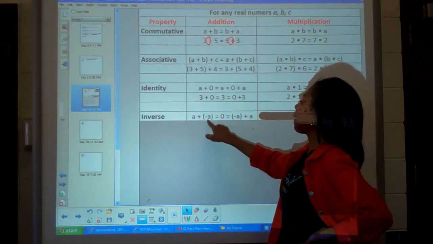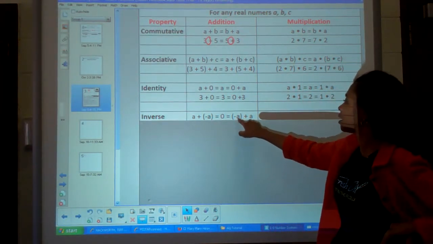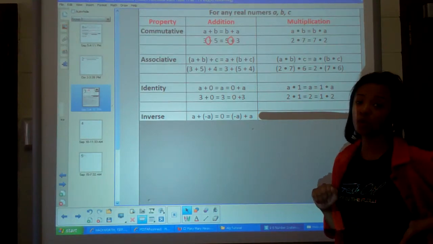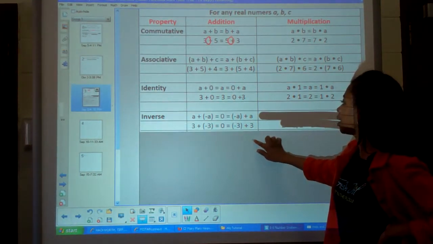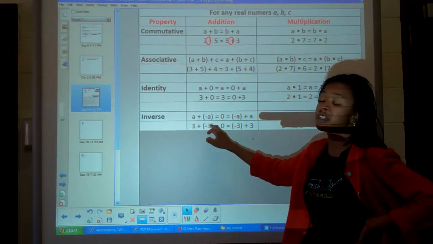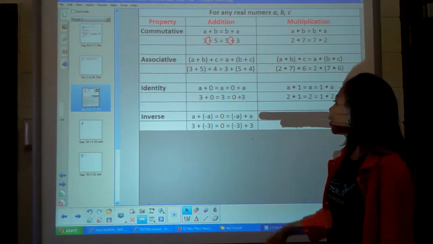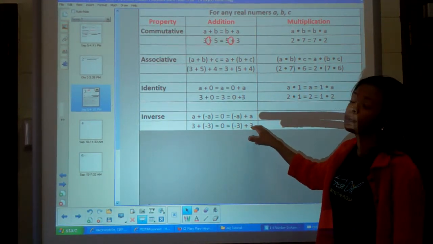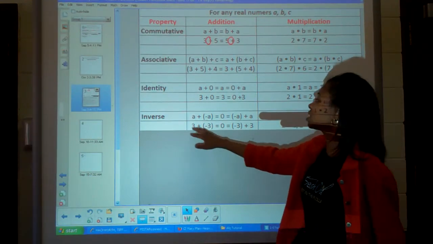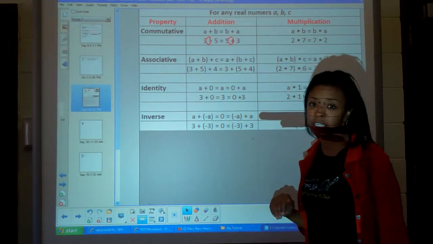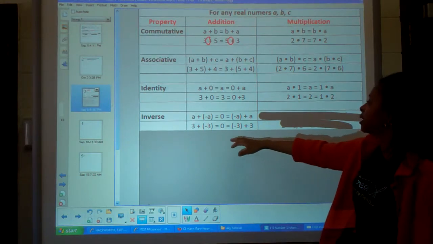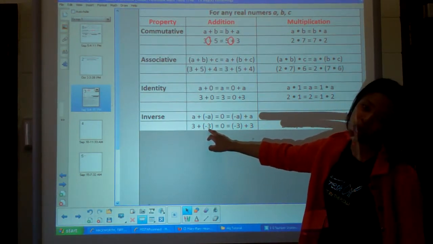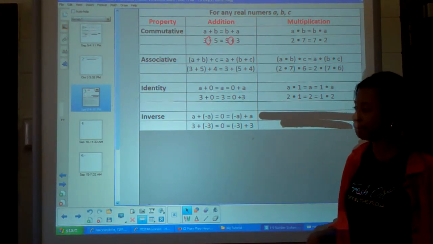A plus its opposite is equal to 0, or the negative A plus A is still equal to its opposite. For example, using numbers, 3 plus negative 3 is 0. Okay? Negative 3 plus 3 is again 0. So this is the inverse property for addition. Basically, you have $3 and you owe $3 to somebody else. You have no money. Okay?